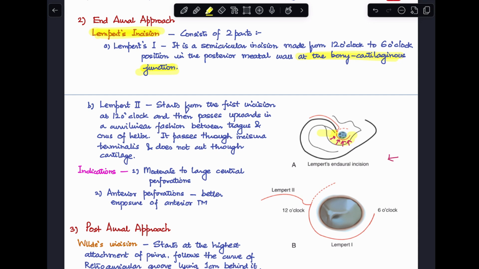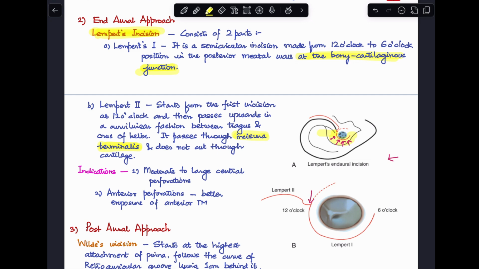Second, Lempert's 2 is the second incision, which starts from where the first incision has been given at 12 o'clock, right over here, you can see. This passes upwards in a curvilinear fashion between the tragus and the crus of helix. It passes through an area which is known as the incisura terminalis, and this area is devoid of any cartilage, so this incision does not involve cutting through the cartilage. The indication of this approach is usually a moderate to large central perforation, and this is also easy to do in anterior perforations because in this approach we get a better view of the anterior part of the tympanic membrane.